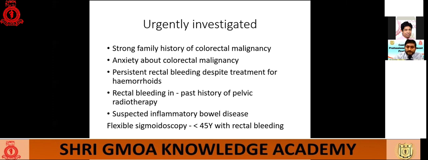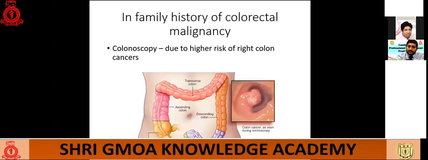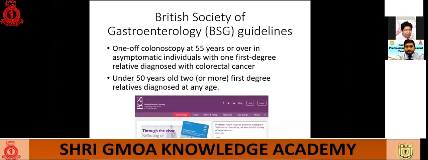Usually in patients less than 45 years, flexible sigmoidoscopy is enough to assess for rectal bleeding. But in patients who have a family history of colorectal cancer, we should do a colonoscopy. According to the British Society of Gastroenterology guidelines, BSG guidelines, this is about asymptomatic patients with positive family history. If there's one first degree family member with diagnosed colorectal cancer at the age of 55 or more, we have to do a screening colonoscopy.